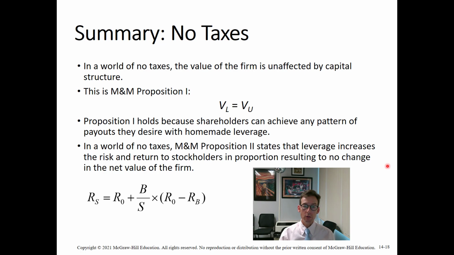Remember that we showed that you could make a levered company look like an unlevered company by buying both the shares and the bonds, and we could make an unlevered company look like a levered company simply by purchasing shares on margin, which is debt. In a world of no taxes, Modigliani and Miller proposition 2 states that leverage increases the risk and return to stockholders in proportion, resulting in no change in the net value of the firm.